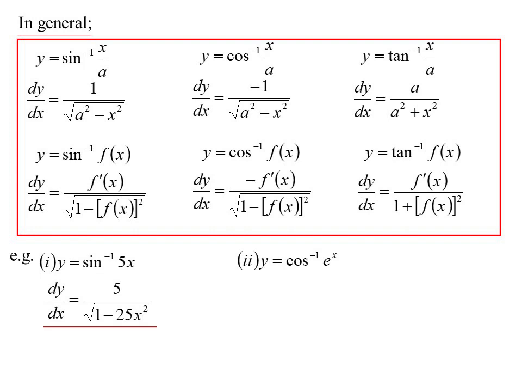Inverse cos of e to the power of x. The derivative of e to the x is e to the x. This one's negative though, so you get negative e to the x over the square root of 1 minus the function squared, e to the 2x.